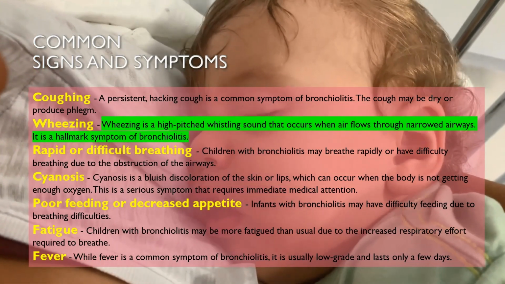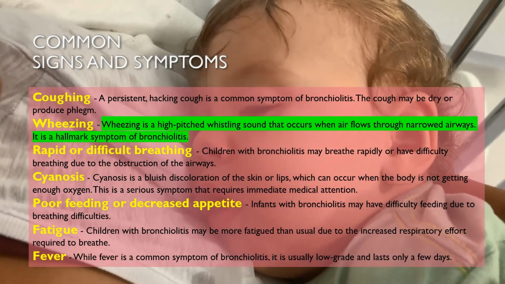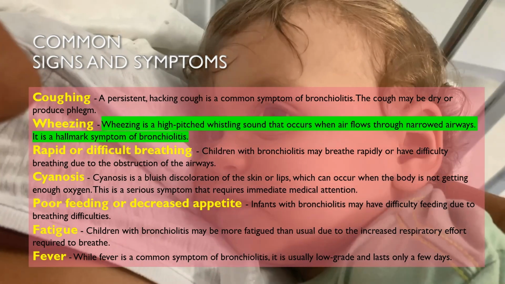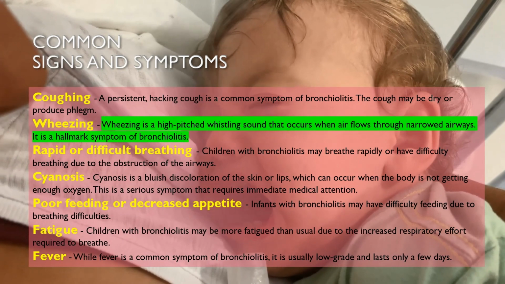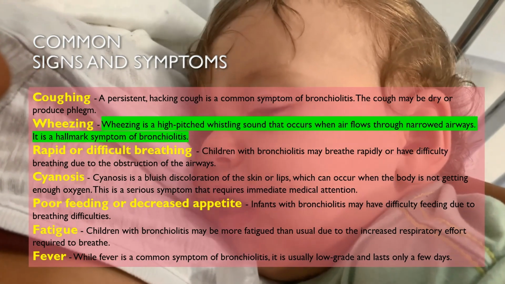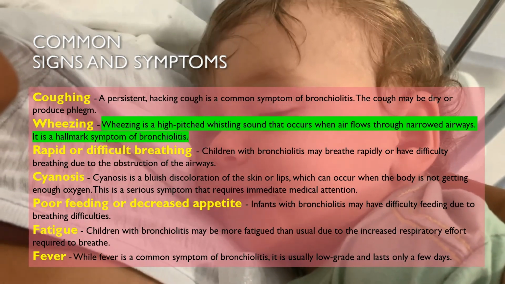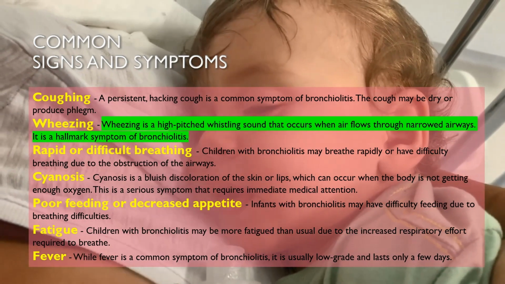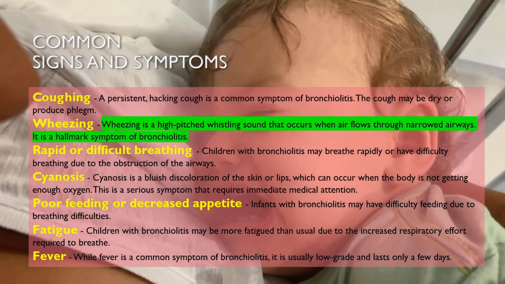1. Coughing. A persistent, hacking cough is a common symptom of bronchiolitis. The cough may be dry or produce phlegm. 2. Wheezing. Wheezing is a high-pitched whistling sound that occurs when air flows through narrowed airways. It is a hallmark symptom of bronchiolitis. 3. Rapid or difficult breathing. Children with bronchiolitis may breathe rapidly or have difficulty breathing due to the obstruction of the airways.